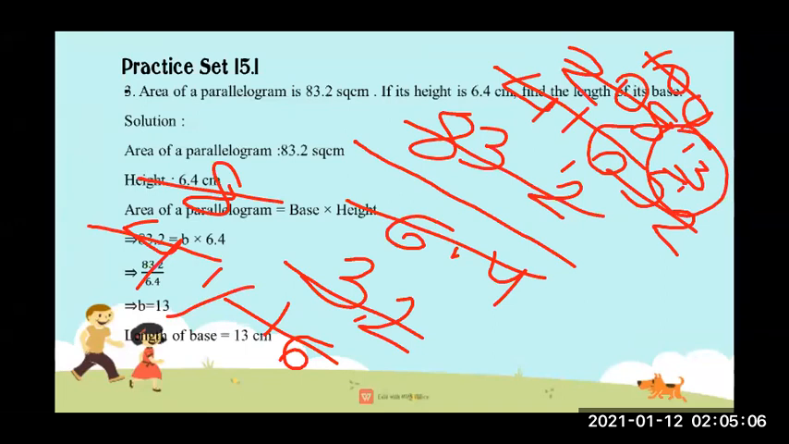Now I hope you people have understood the cutting parts also, how you are getting the base, that is 13 centimeter. Now if they are asking for area, that time you have to use square centimeter. And if they are asking for height and base, that time you have to use centimeter or meter, whatever the units are given.